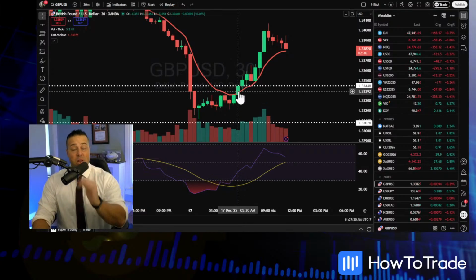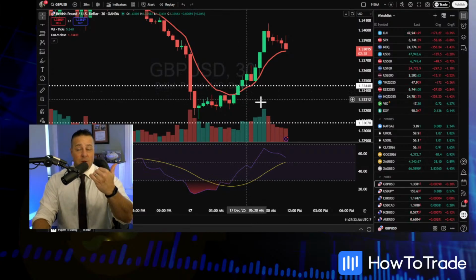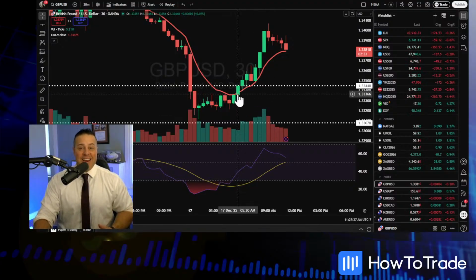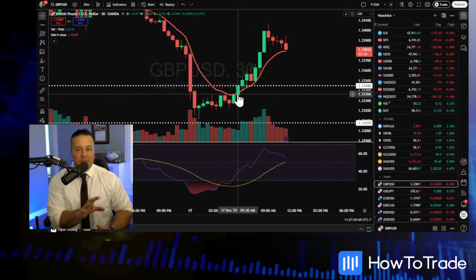You want the first bar close up over the 9 EMA. Okay? What does that mean exactly? It means you want the first bar close over the 9 EMA. That's your buy signal. That's your trigger. That's what gets you into the market.